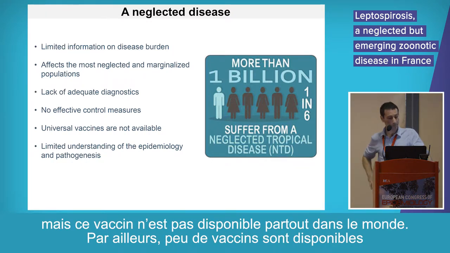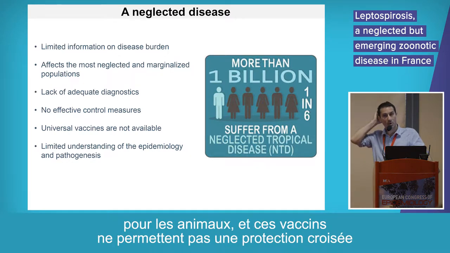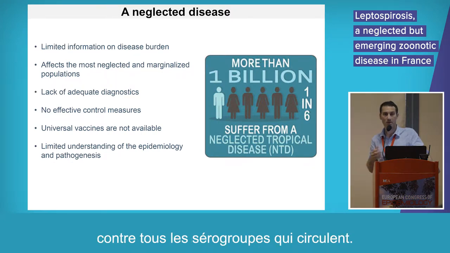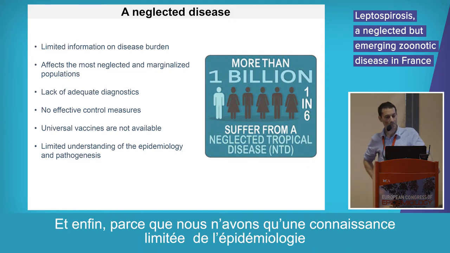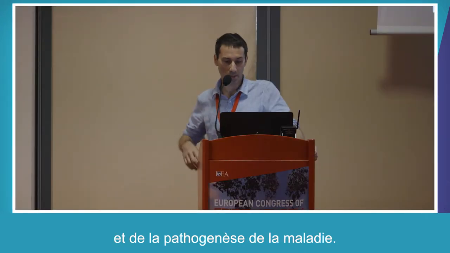not available worldwide. And there are a few vaccines that are also available for animals, but these vaccines do not allow cross-protection against all the serovars that are circulating. And finally, we have a limited understanding of the epidemiology and the pathogenesis of the disease.